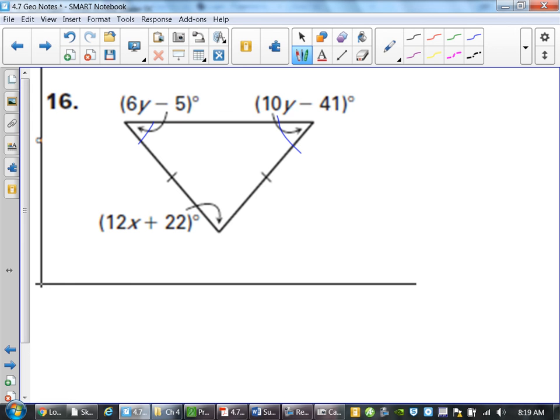So what would I do to solve for y? The base angles equal each other. So we have 6y minus 5 has to equal 10y minus 41. Now, we're going to get the y's on the same side, so we're going to pick on the little guy. Which one are you going to move, a 6 or a 10?